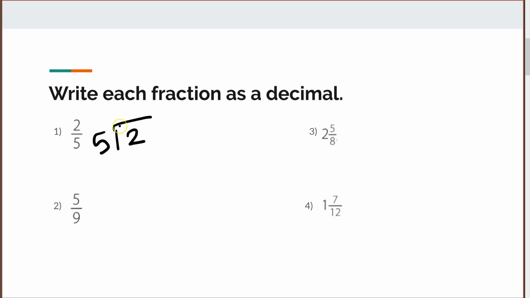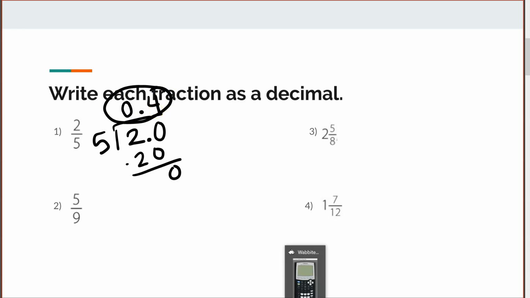So 2 divided by 5. Does 5 go into 2? No, it does not. So you will add a decimal and a 0. 5 goes into 2, 0. Once you write the decimal, make sure you bring it up. Does 5 go into 20? Yes, 5 goes into 20 4 times. 5 times 4 is 20, so my remainder is 0. That means that 2/5 is the same as 4/10 or 0.4.